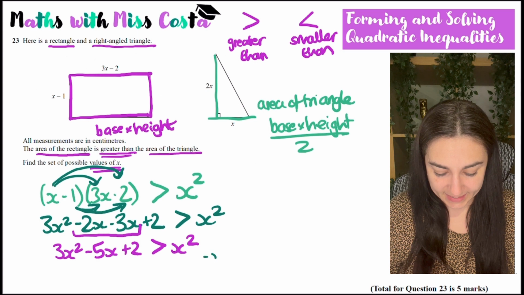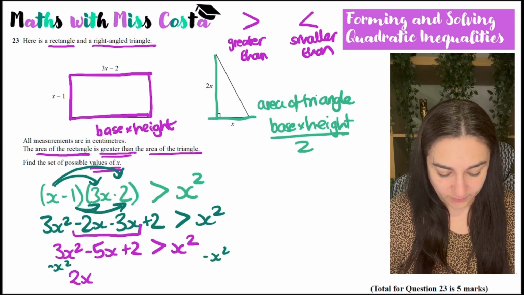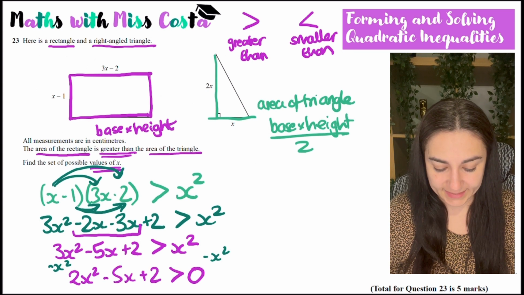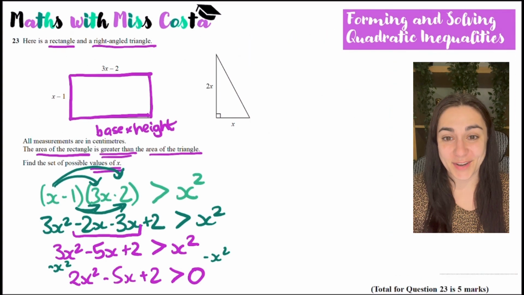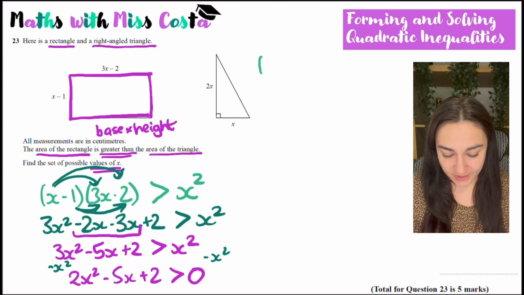So if I take x squared from both sides, I'd be left with 2x squared minus 5x plus 2 must be greater than 0. So now I've got a quadratic inequality. So now that I've got my quadratic inequality, I can move on to solving it. So what I would need to do is factorise.